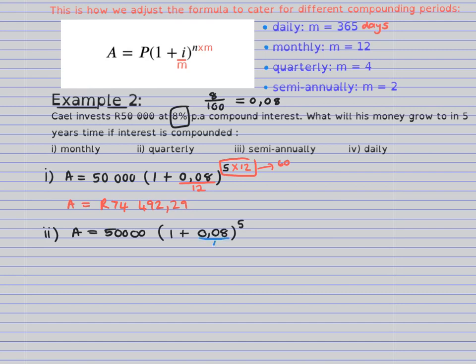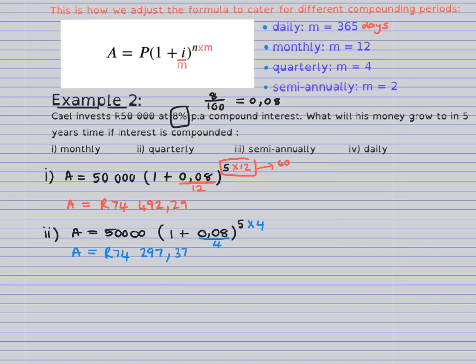So 4 times a year, you're earning interest. Over 5 years, you would earn interest 20 times. I have this all punched into my calculator already. I'm just going to change my 60 to 20 and my 12 in the denominator to 4. After 5 years, if he compounds quarterly, we should be expecting a smaller amount of money because he's not earning as often. Let's see what he gets. 74,297 Rand and 37 cents.